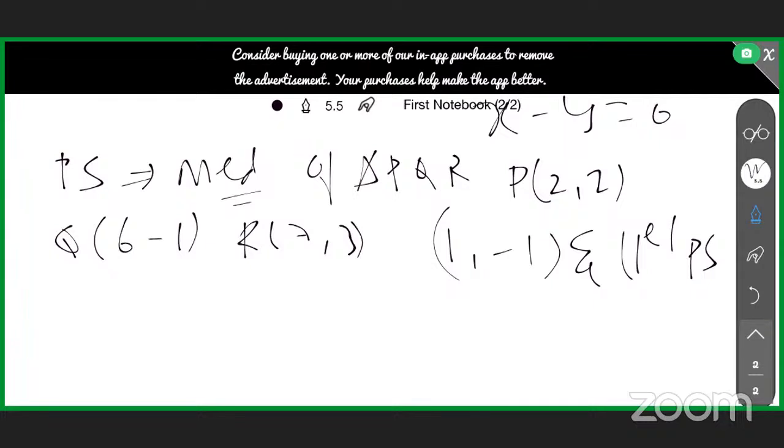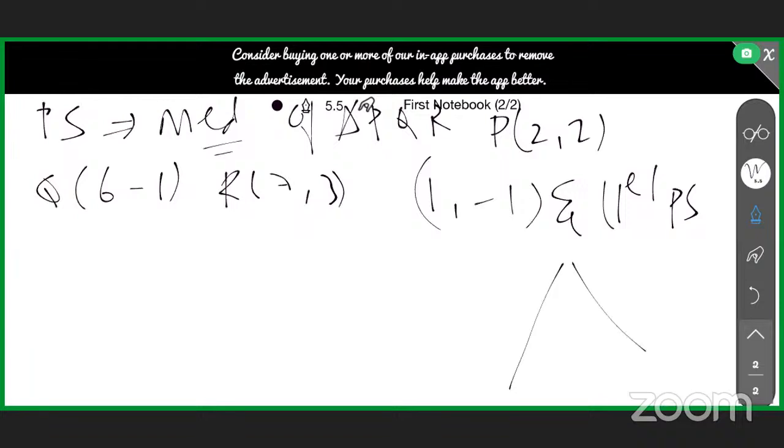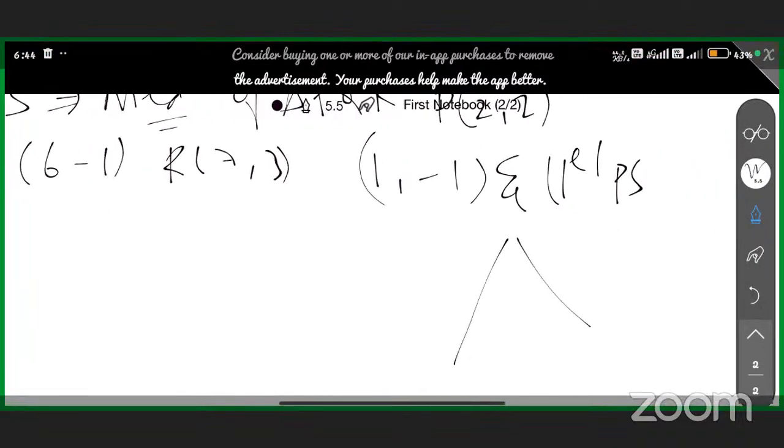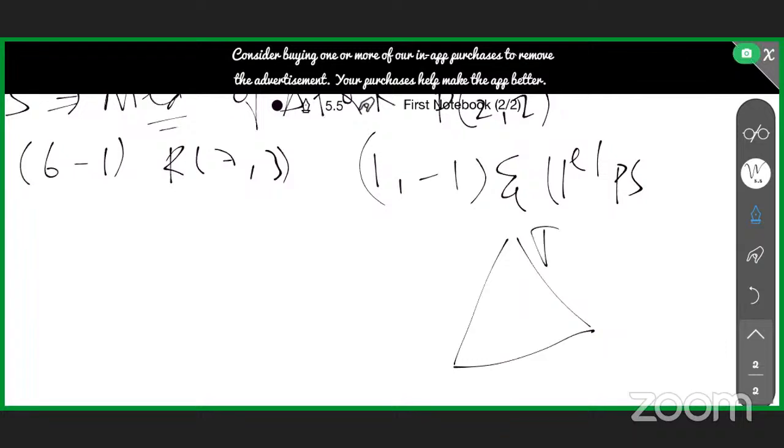So first of all, let us draw a small diagram. The diagram, you have to draw it. Those who know, you can try it. For those who don't know, I'm drawing a small diagram. PS is a median. This is my median PS. So we have triangle PQR given. We have to find the equation of a line passing through (1, -1) and parallel to PS.